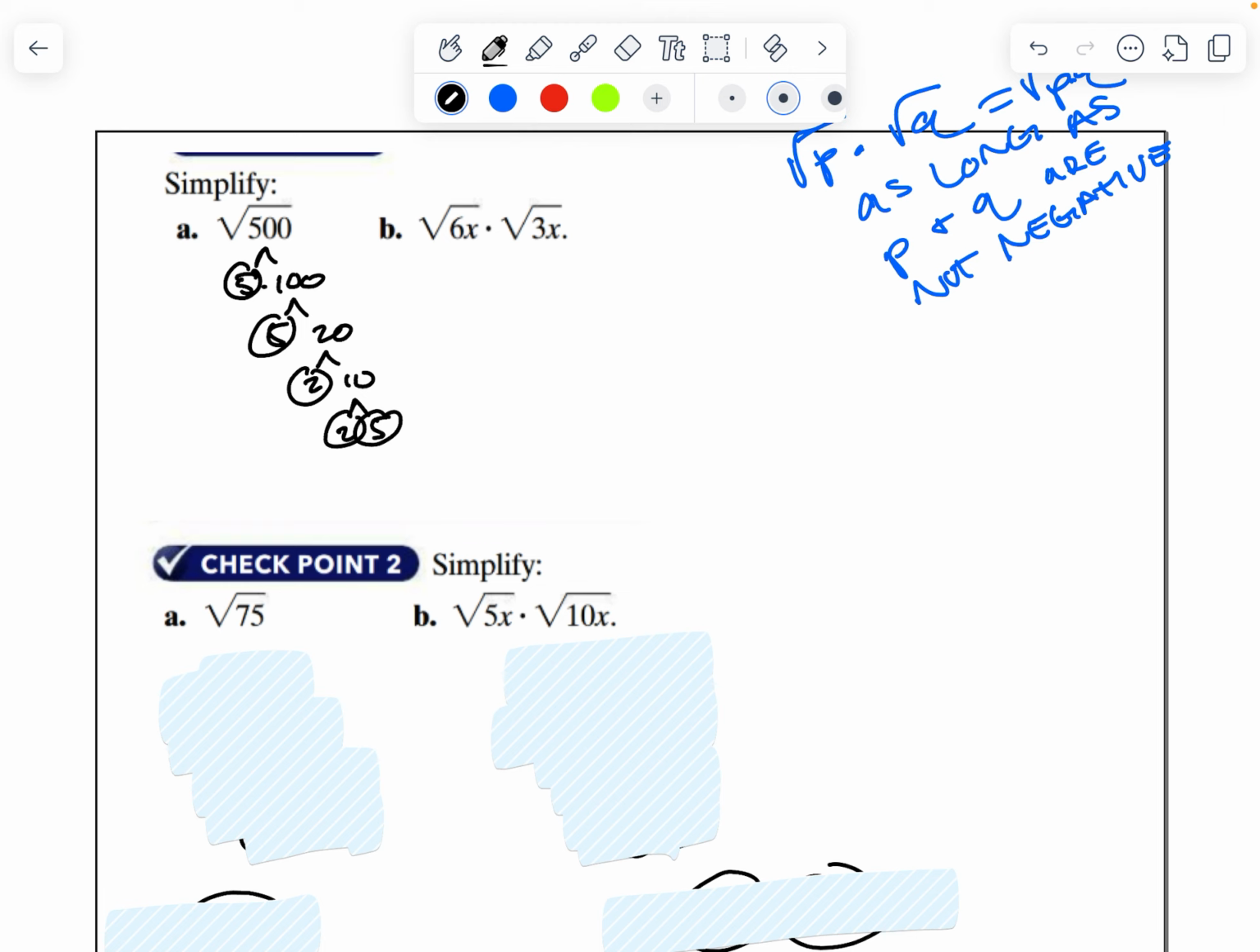And once you get down to the end and you can't break it down any further, you have all of your prime factors. You want to list those prime factors out in numerical order. So the factors that I have are 2, 2, 5, 5, 5.